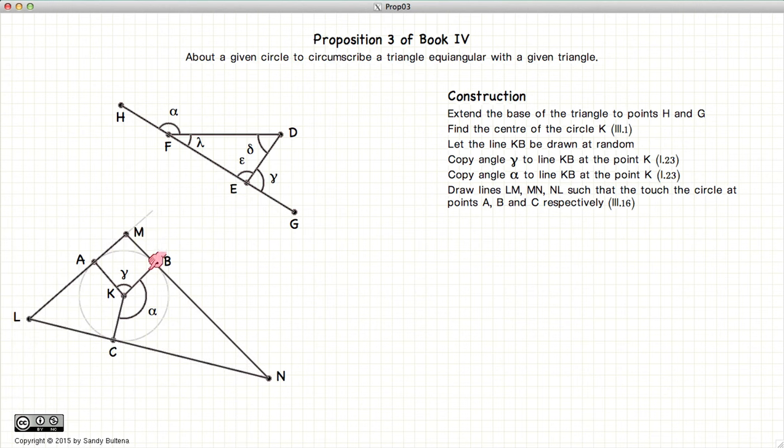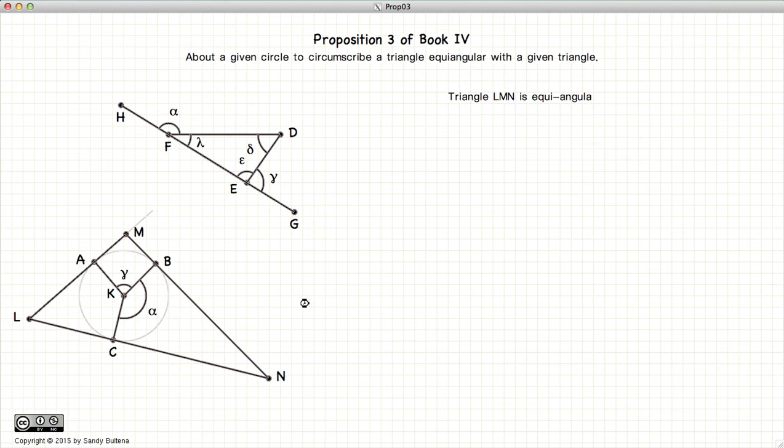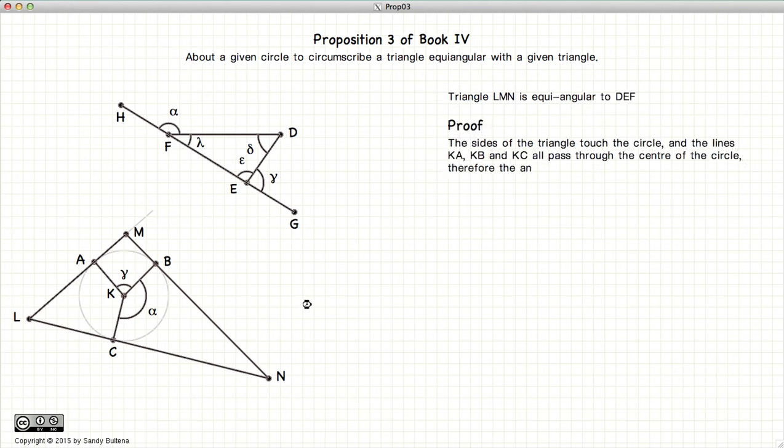So here we have our triangle. And this triangle is equiangular to our original triangle DEF. Now to prove that, let's first look at these lines, and we've drawn them such that they just touch the circle. If they just touch the circle, then by definition, any line drawn through the center of the circle to the line touching a circle will create a right angle. So this is a right angle, this is a right angle, and this is a right angle, because this line just touches the circle.